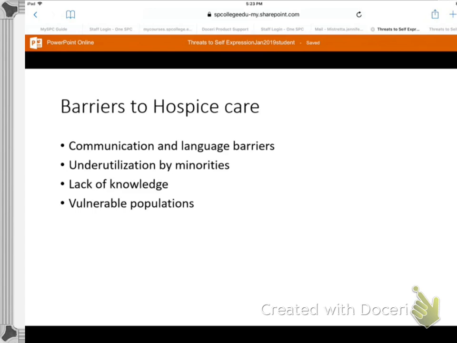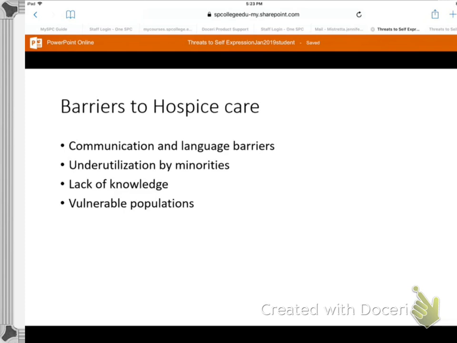Hospice is definitely underutilized by minorities. A lot of the different ethnic groups have their own beliefs, and some of the beliefs are that you take care of your own. Why do I need hospice? I'm here, my family's here, this is what we're supposed to do. This is what we all should do, right? But we don't treat our elderly the way that we should in this country. So a lot of them don't want to bring hospice in because they think it's their job, they have to do it, which is fine if that's their belief.